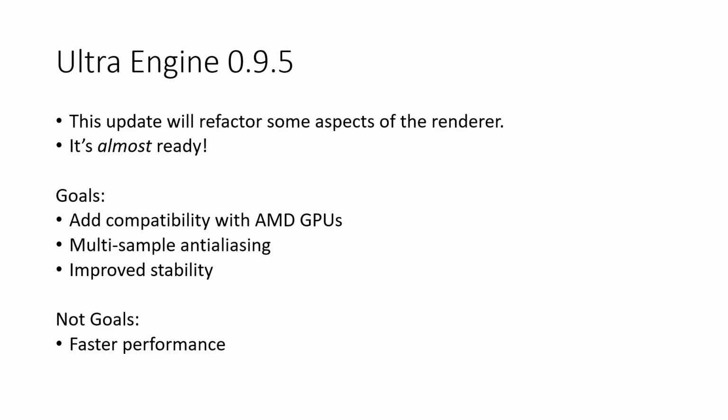Now the goals for this update: number one is to add compatibility with AMD GPUs. We had a poll in the forum a few weeks ago, and the response was that compatibility with AMD GPUs was a big priority, and also the vegetation system. But AMD was number one, and I agreed with that, so that's getting addressed very quickly. This update adds multi-sample anti-aliasing, which is something we've been missing, and it's very nice to have. I believe this will also result in improved stability for your projects, especially with some of those hard to reproduce problems.